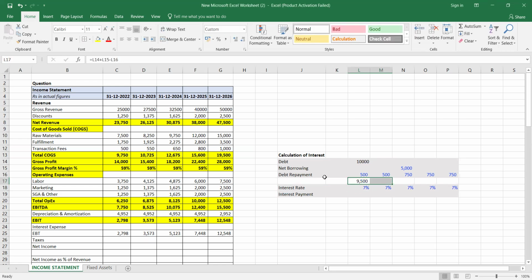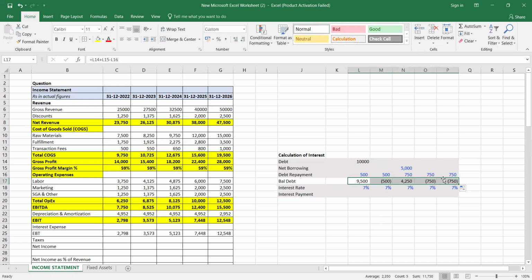If you sit back and neatly check, then you will understand. 10,000 was with us, 500 we repaid. Then we got 9,500. I have also added net borrowings here. In the sense, 10,000 was there with us. Anything we would have borrowed, we will add. Anything we repaid, we will minus. So this I will drag it.